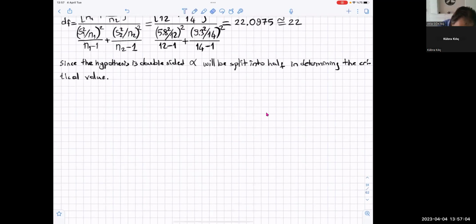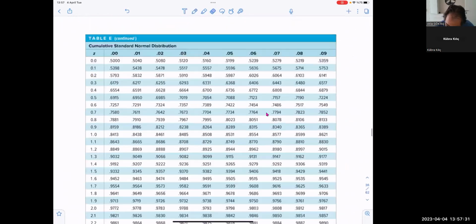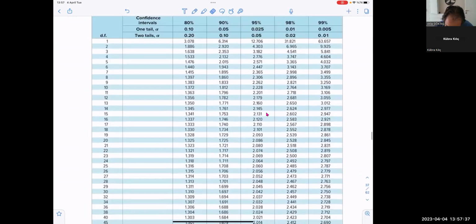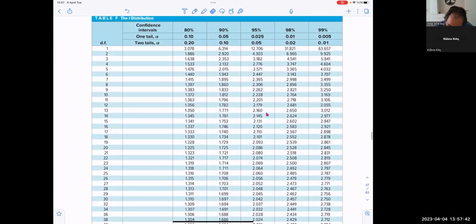So the critical value would be T22 and 0.05 divided by 2, that is T22, 0.025. I'll have to bring this value from the T table. I'll get to the T distribution table. It's right here. Yeah, that's chi-square table. That's a T distribution table. 22, yeah, I have it directly.